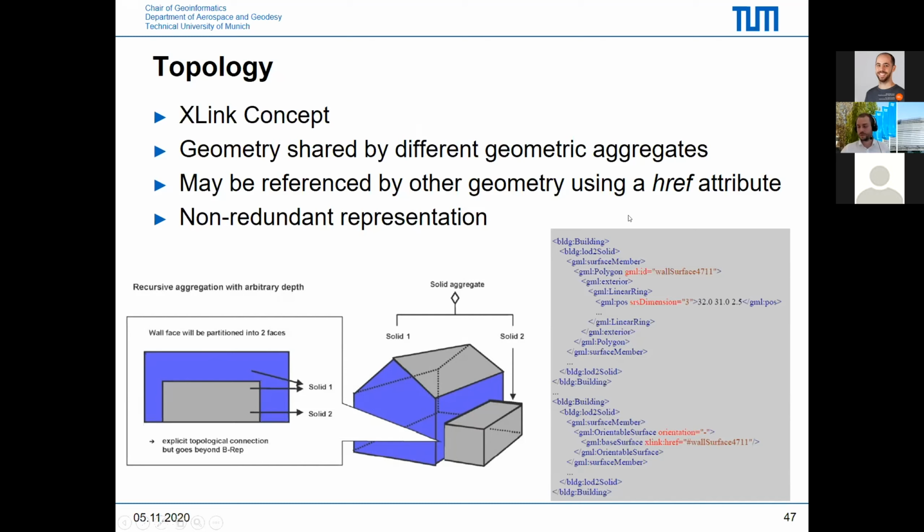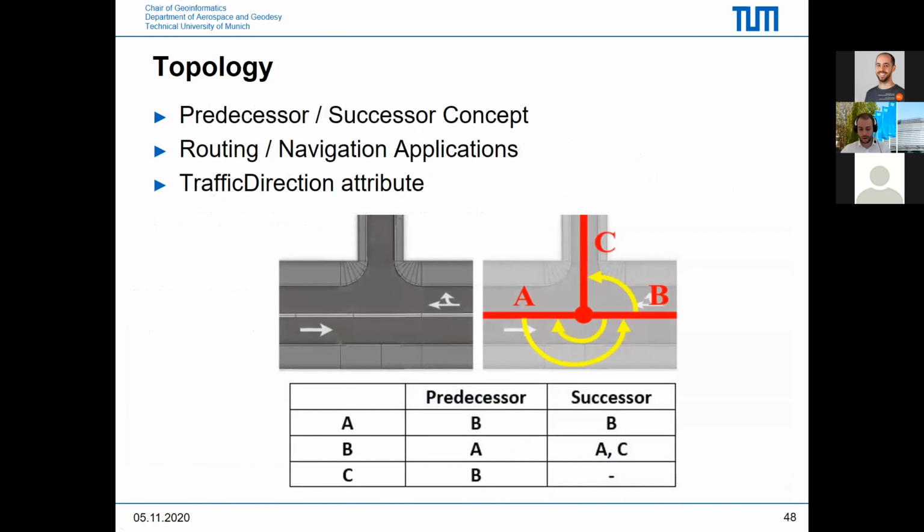And the same concept will be applied to road infrastructure. So for example, an intersection that can belong to multiple roads at the same time would be a part of multiple roads using this X-link concept. A new concept is also a predecessor-successor concept, which is intended to allow CityGML linear networks, and it can also be used for aerial representations, to be better usable for routing and navigational applications. So each traffic space can have information on its predecessor and successor, and you can see a very basic example here.